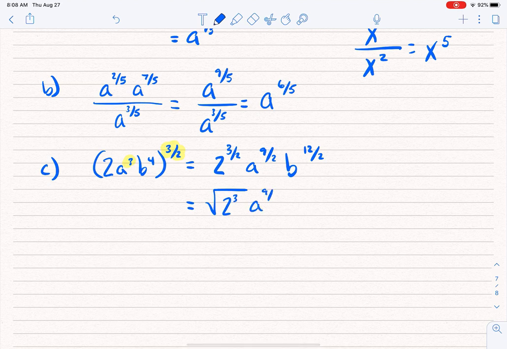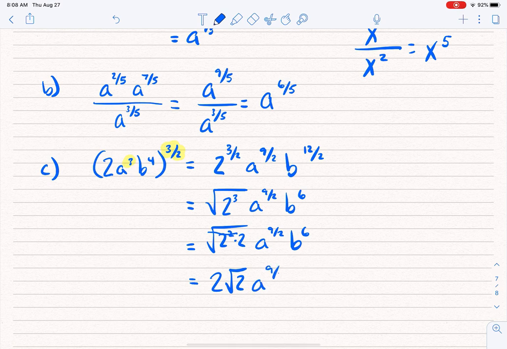Times a to the 9/2 power times b to the 6th power. 12 over 2 is 6. And so I could look at this and say, well, what we're going to do right now is change this up a little bit and say this is the same thing as 2 squared times 2 times a to the 9/2 times b to the 6. And the square root of 2 squared cancel out, and the 2 comes out of there. So this whole thing simplifies down to 2 times the square root of 2 times a to the 9/2 times b to the 6. Whew, I know that one seemed pretty complicated.